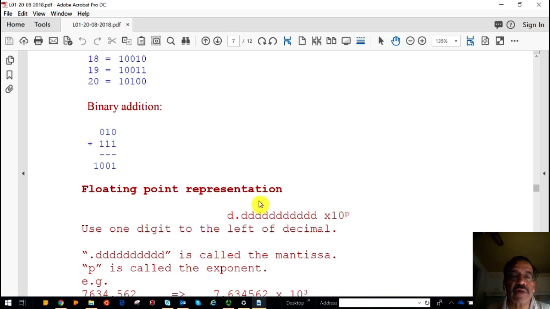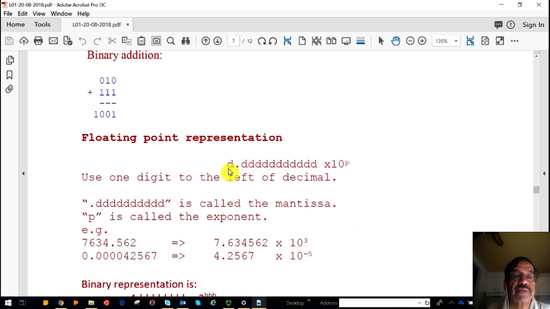Okay, so it's called a floating point because you can move the digits and always express it as 10 to the some number p. Any floating point number can be represented in this format: d.dddddd, or just digits. It can be decimal digits or binary digits, times 10 to the p. Okay, so you basically use one digit to the left of the decimal place. And anything that is appearing to the right of the decimal place is called a mantissa, and p is called the exponent that appears in the 10 to the power p.